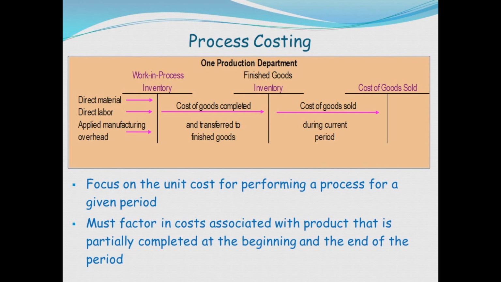If you had only one production department, you'd somehow get your costs into work in process, and you pass them on through to cost of goods sold. You need to think about and focus on the unit cost of performing a process in a given period, say monthly. And the challenge you have, because a process doesn't just stop at the end of each month and then start the next month. So one of the key challenges you have in process costing is factoring in costs that have been accumulated in a process from the previous period, and what do you do with them in the current period? And so this is the challenge that we'll spend most of our time today talking about.